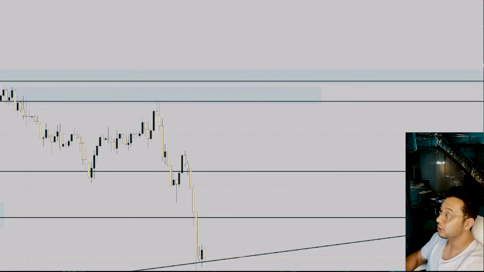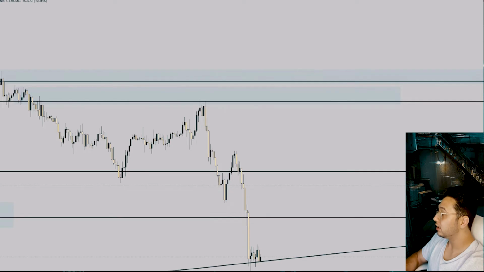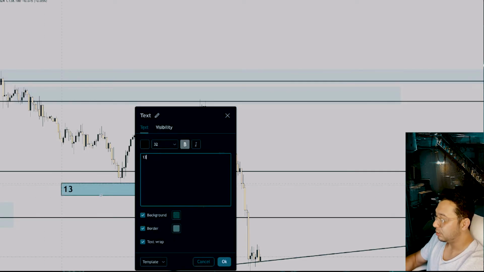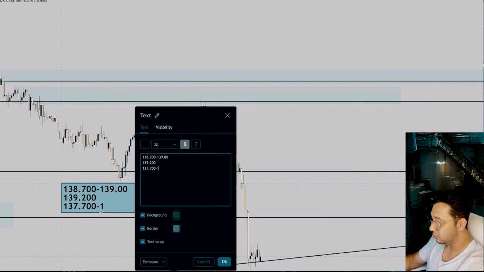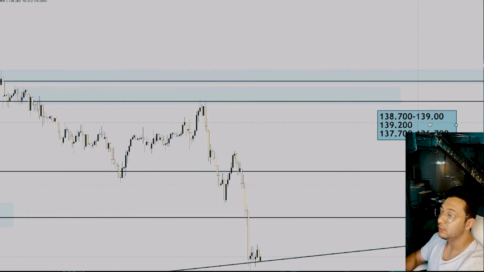So we're going to go down to the 1-hour time frame. I called this trade between these two prices. I'm just going to type it up because I remembered it off the top of my head. 139.0. Stop loss was 139.2, and the take profits were 137.700 and 136.700. Okay. Now keep these numbers in mind.